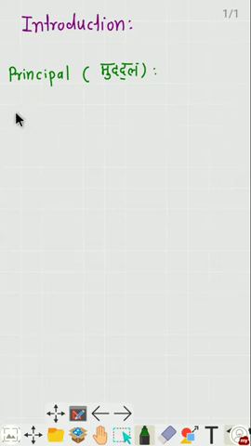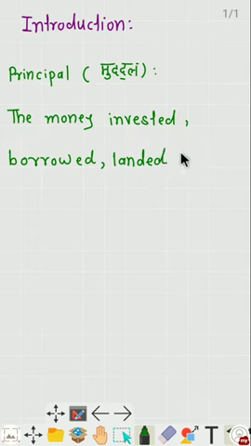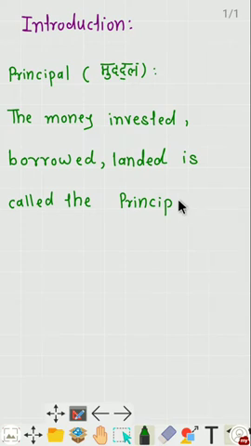Okay, so let us write the definition. The money invested or borrowed or lended is called the principal. And that principal is denoted by the capital P.